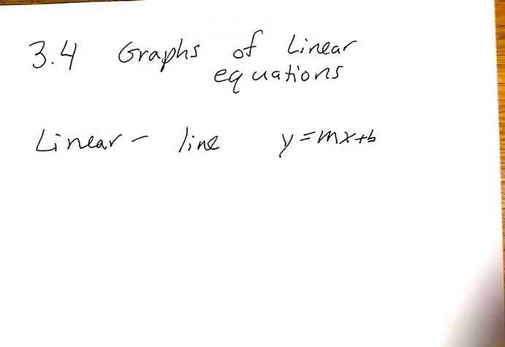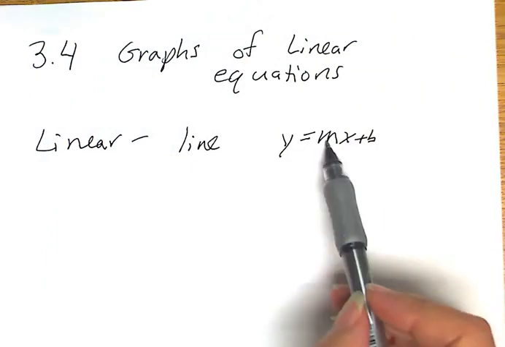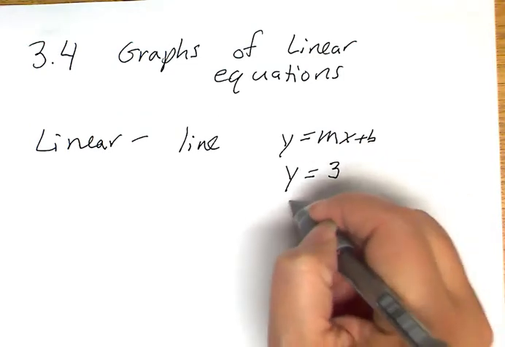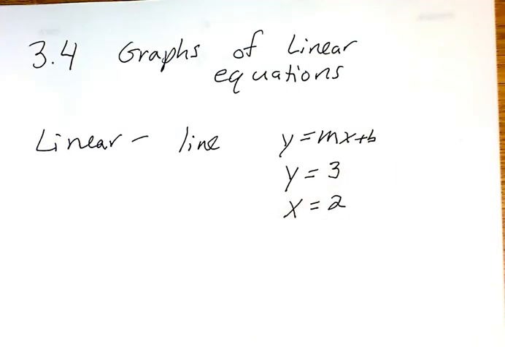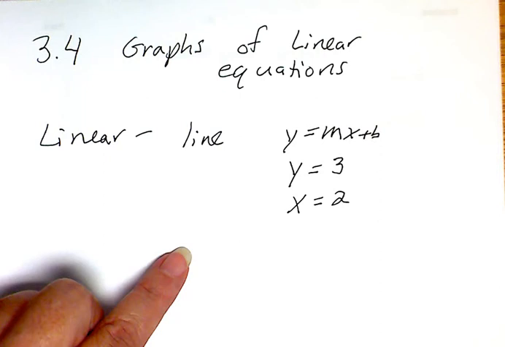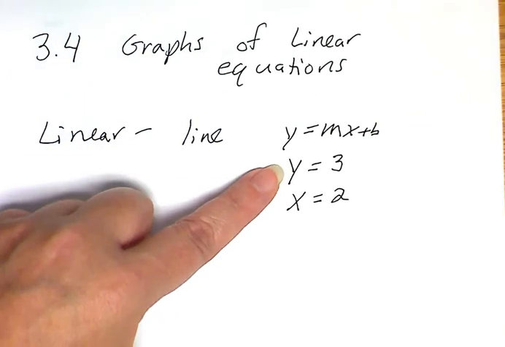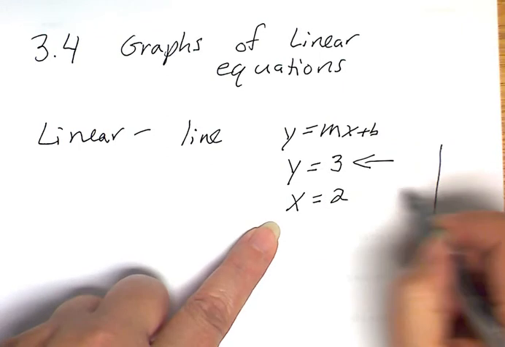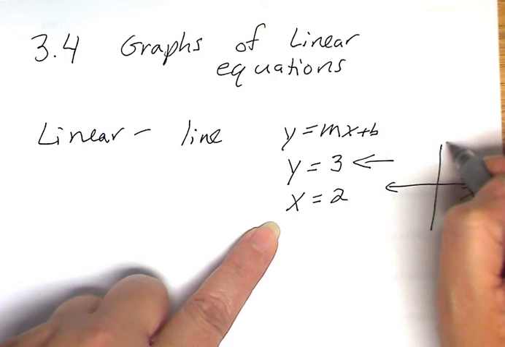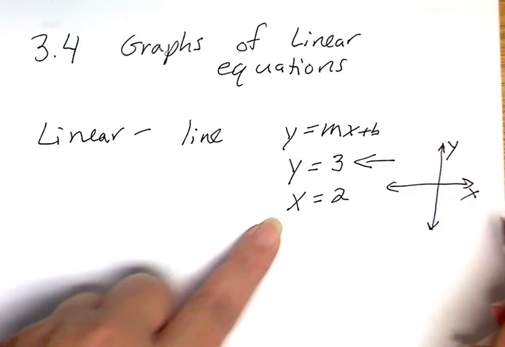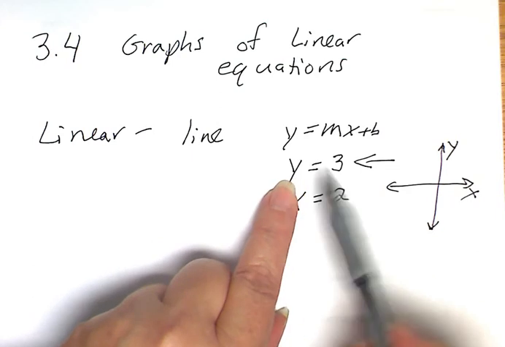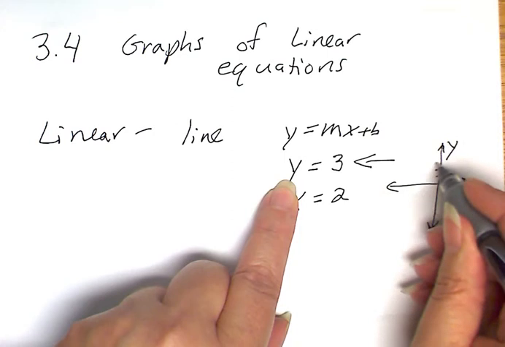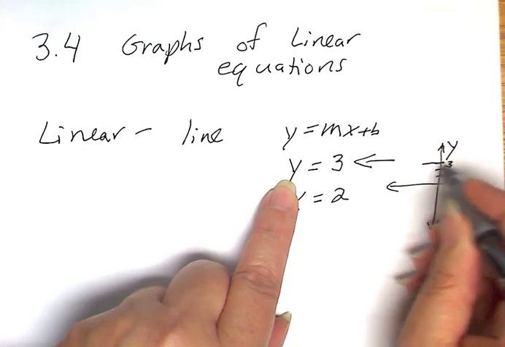So it's going to either have y equals some number x plus a number, or it might even just say like y equals 3 or x equals 2. If we have y equals 3, does anybody know what kind of graph this one looks like? If this is my x-axis, this is my y-axis. How I do it is I think of it, y equals 3 means it goes through my y-axis at 3. So 1, 2, 3. So it goes through your y-axis at 3.